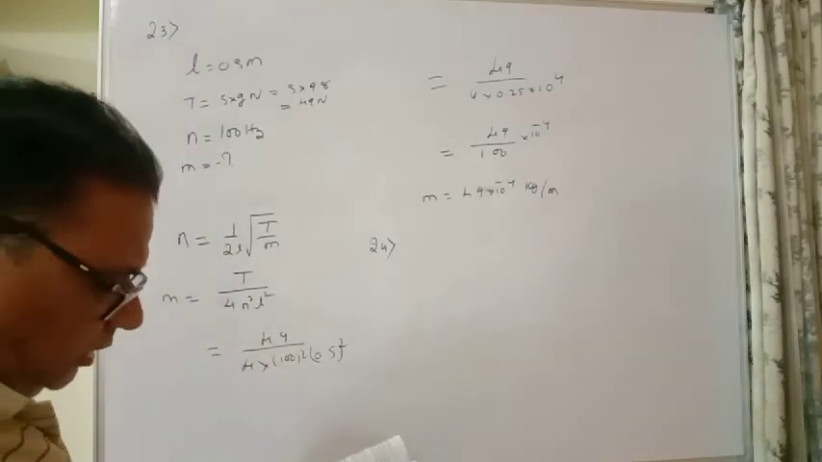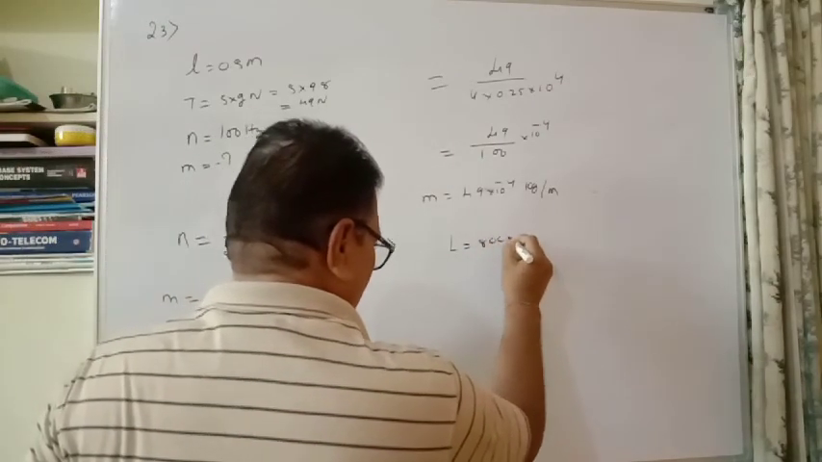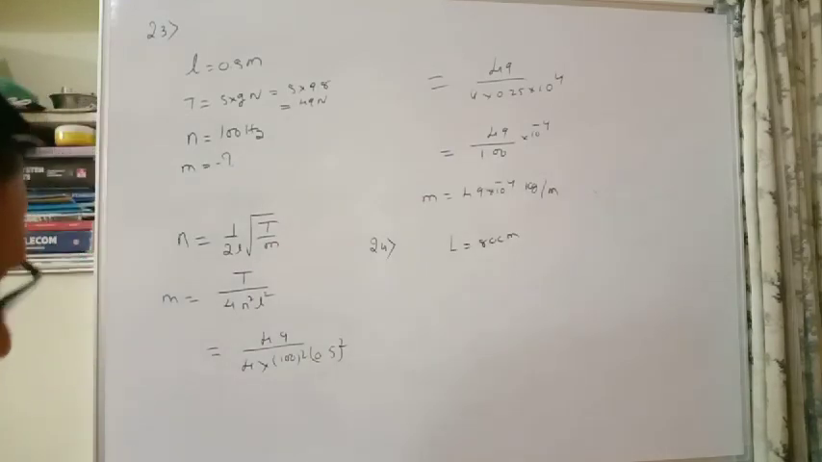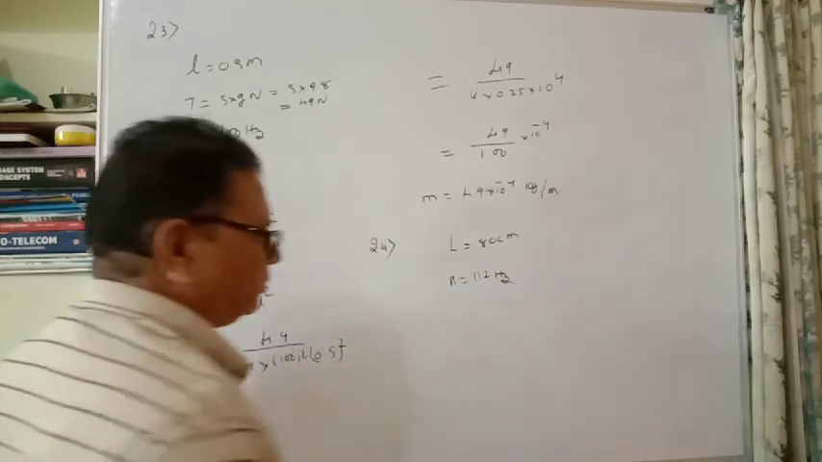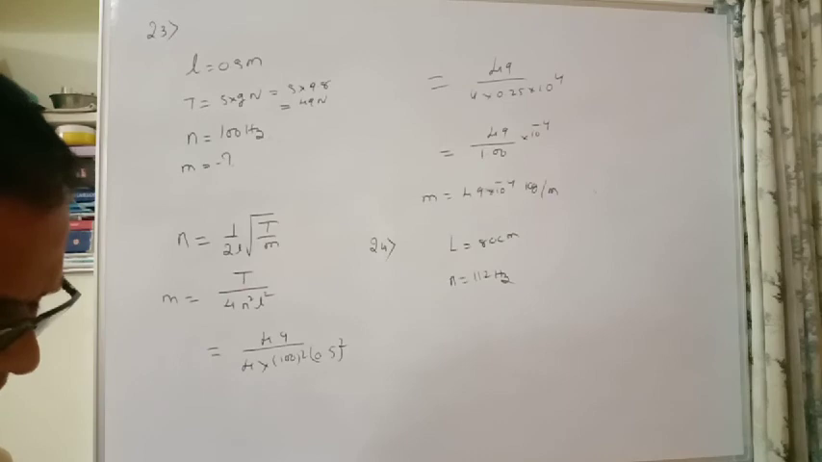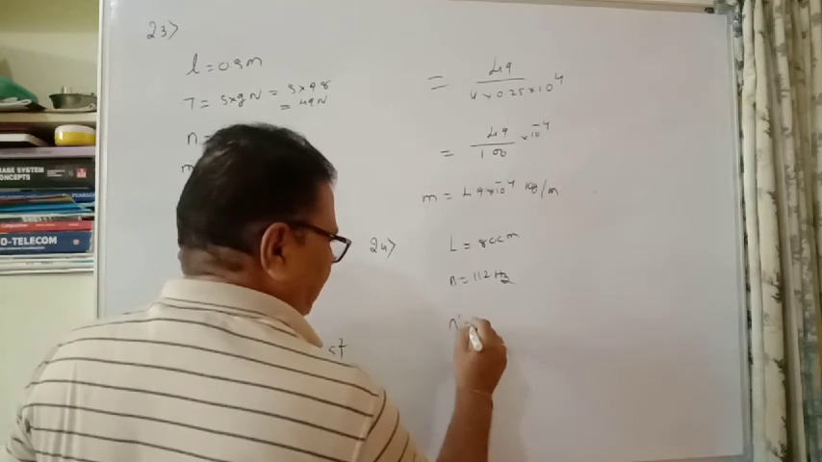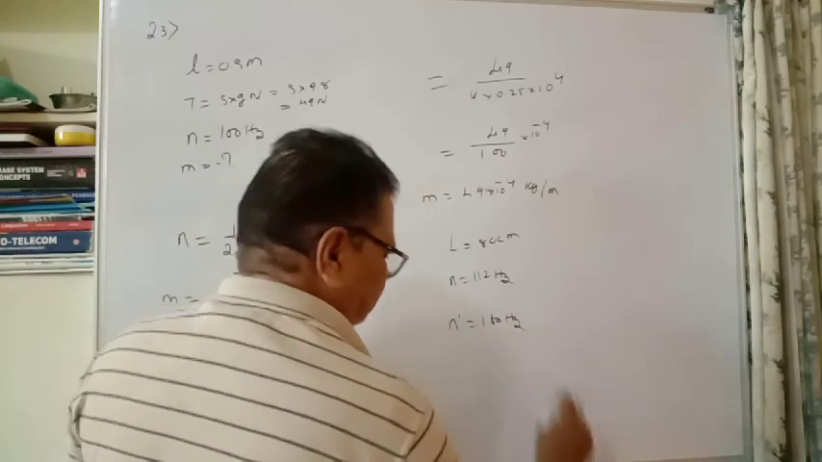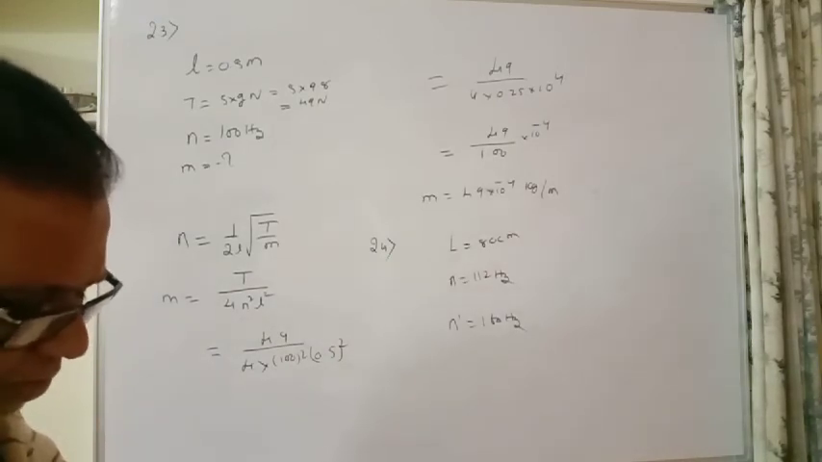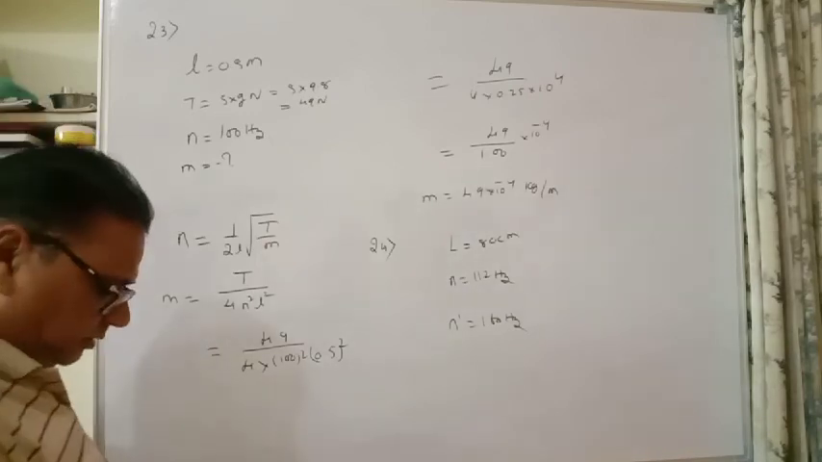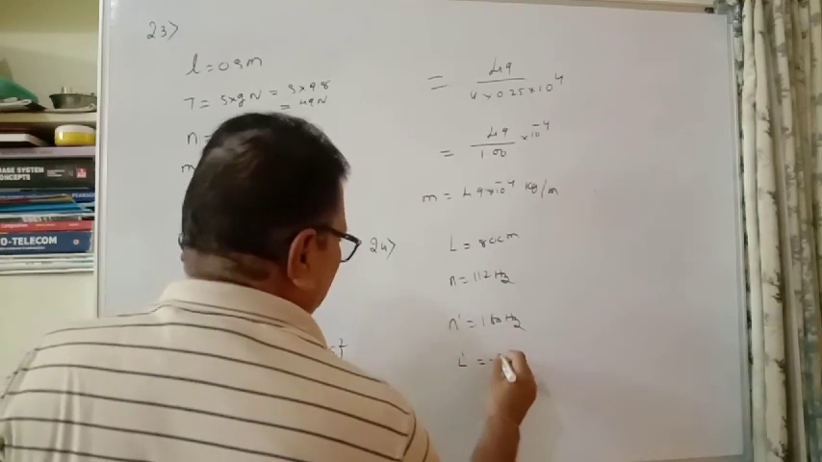The string of guitar is 80 cm long. Length is given, 80 cm. And its fundamental frequency n is equal to 112 Hz. If the guitar is wished to produce a frequency of 160 Hz, we are going to change the frequency, say n dash is equal to 160 Hz. Where should the person press the string? What will be the length of string, l dash?